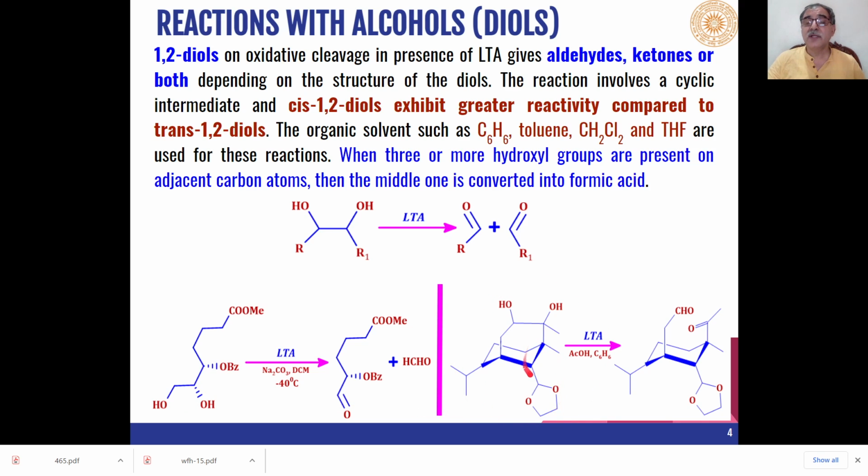Similarly, in this molecule, this is a cis-1,2-diol, and in presence of lead tetraacetate in acetic acid and benzene as solvent, the carbon-carbon bond will undergo cleavage at this point. This will lead to the oxidative cleavage for the formation of an aldehydic group. Because here a methyl group is attached, this will be oxidized to a ketone. So an aldehyde functional group and a ketone functional group are formed by oxidative cleavage of this carbon-carbon bond.